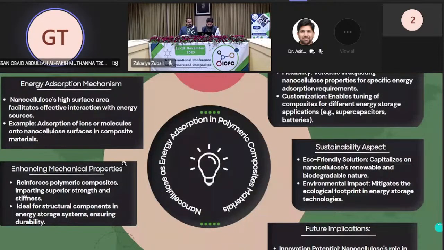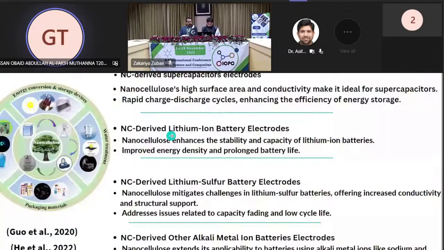Now, let's move to the applications of nanocellulose-derived materials as electrodes in various energy storage devices. I've come up with the four main energy storage devices that nanocellulose can be utilized in. Starting with nanocellulose-derived supercapacitors, and secondly, the nanocellulose-derived lithium-ion battery electrodes, and nanocellulose-derived lithium-sulfur battery electrodes, and lastly, nanocellulose-derived other alkali metal ion batteries.